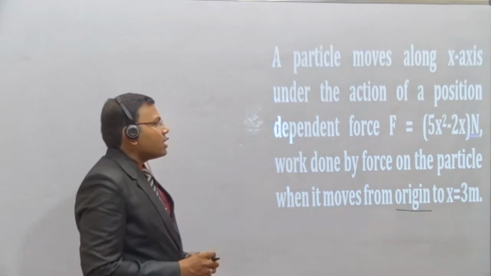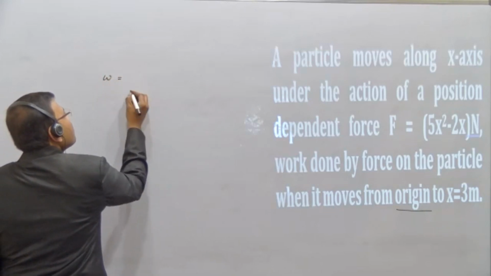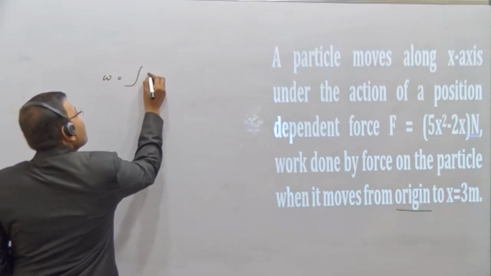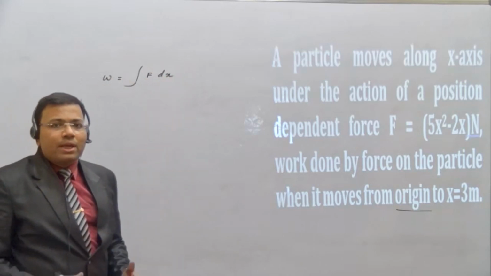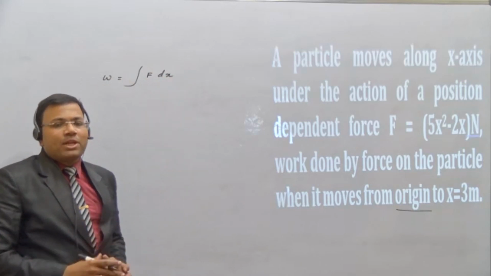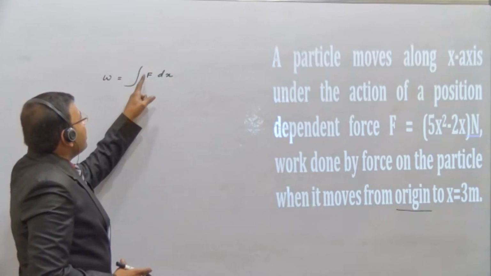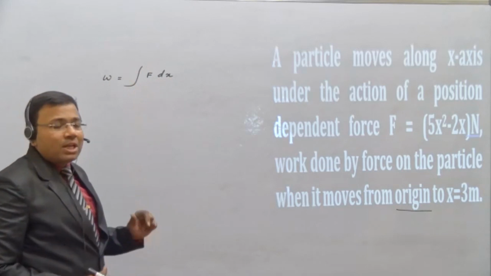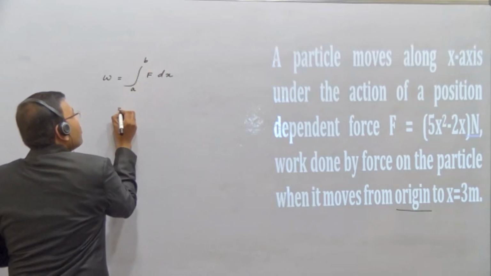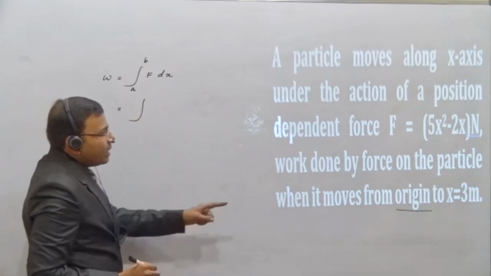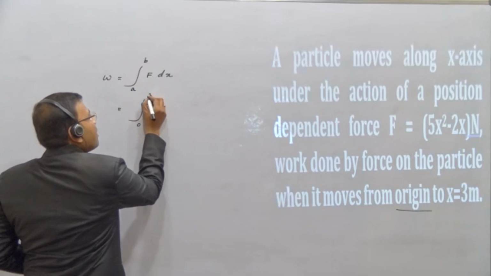So how to solve this? The work done. So work done, we can have the concept work done is equal to integration of force into displacement, what I have given you already as an example when I was explaining the work done by the variable force. So work done, W is integration F dx. But here the limits are also there, a to b. So what we have to do is, students, from where to where I have to integrate? From 0 to 3. That means the lower limit is 0 and the upper limit is 3.